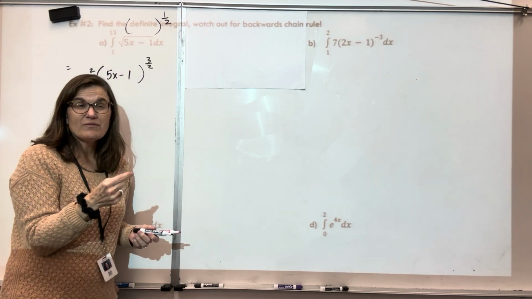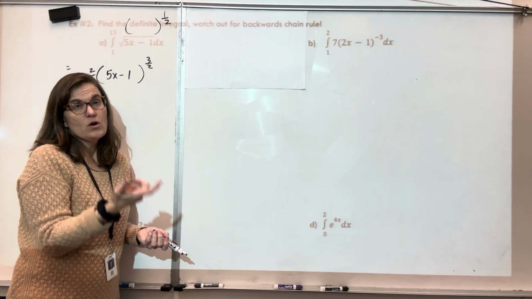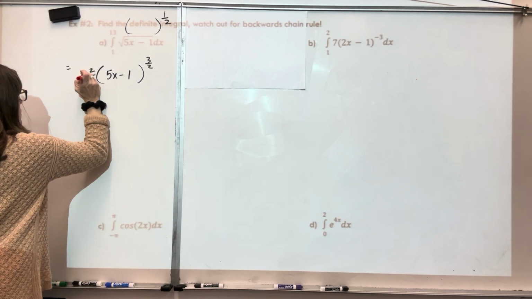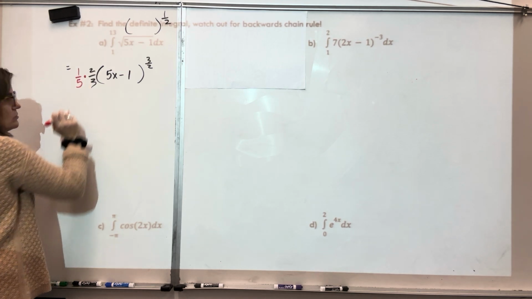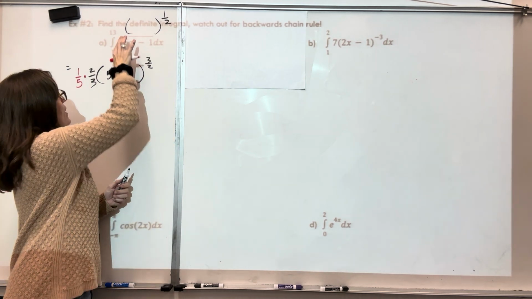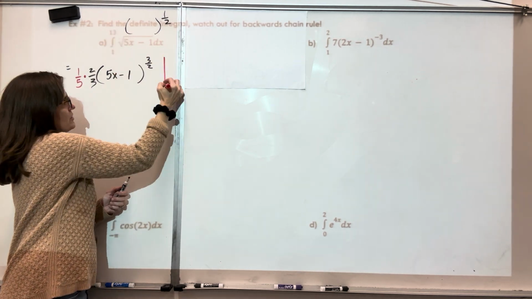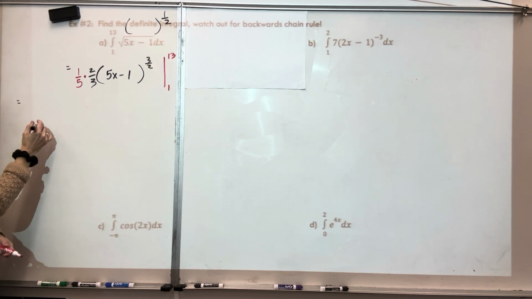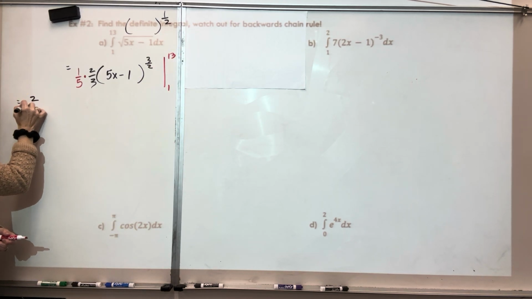Now, whatever the derivative of the inside is, 5, we need to get rid of that by having a 1/5 out in front. So you're going to multiply by 1/5 out in front. That is chain rule. Okay. And then evaluated from 1 to 13. Okay. Plugging in the 13 minus plugging in the 1. So let's see, that's 2/15.